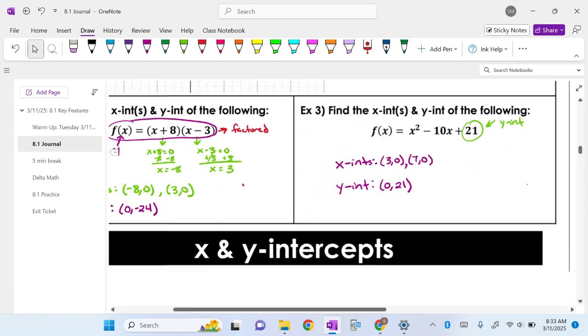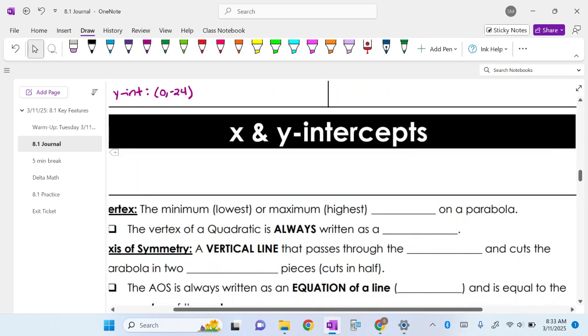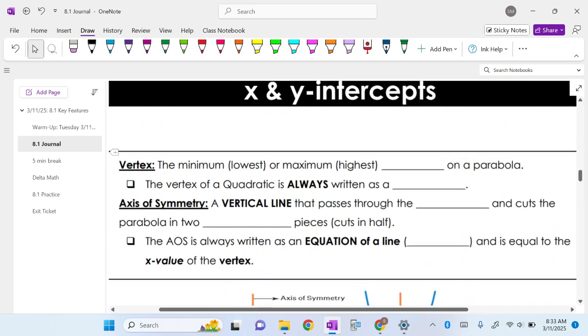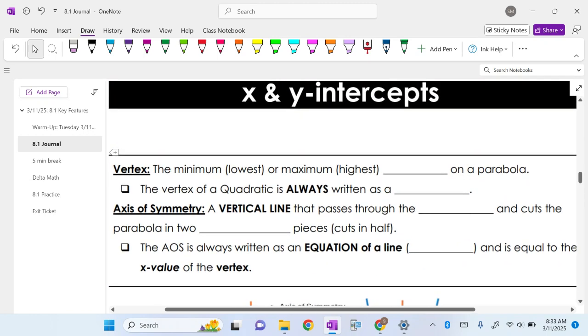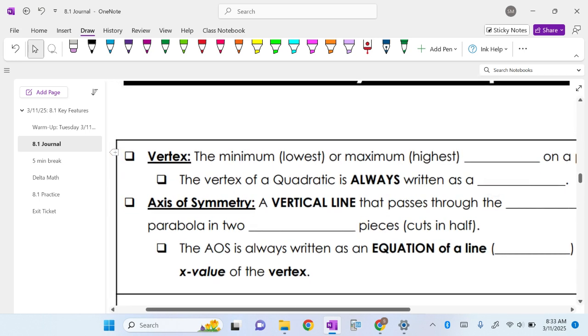So, moving on from X and Y intercepts to the next, which is vertex and axis of symmetry. Now, vertex and axis of symmetry is a key feature that is only for quadratic functions. So this is brand new to you guys. You didn't see it with linear, you didn't see it with exponential. It's something that's unique to only quadratic functions. But vertex and axis of symmetry kind of go hand in hand.